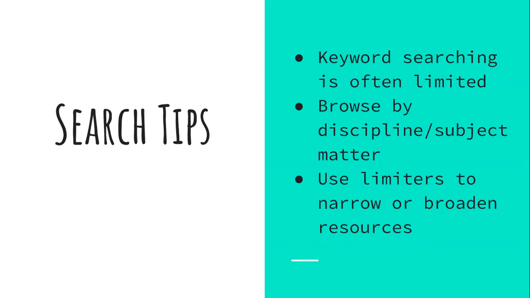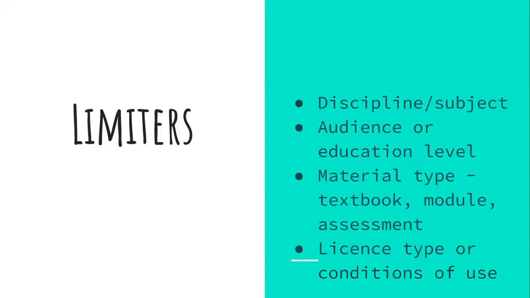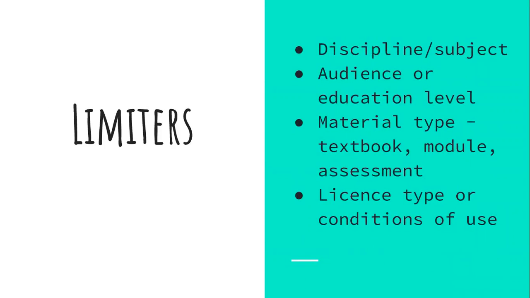And then if there are limiters, you can broaden or narrow your search. So what you want to do is search by discipline or subject, and then oftentimes they'll have an audience or education level. You can also search by material type and sometimes the license or condition of use.